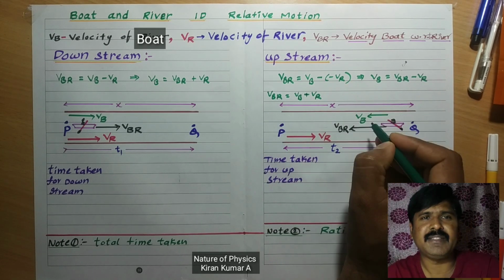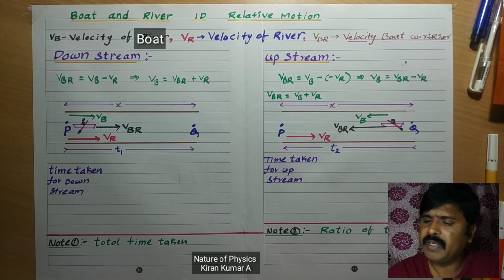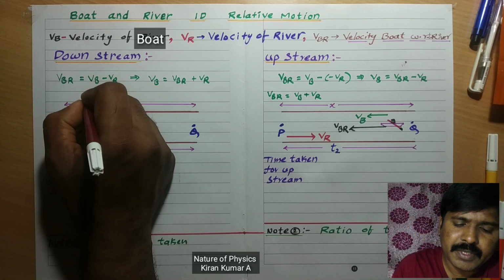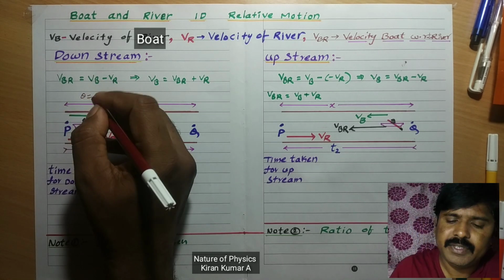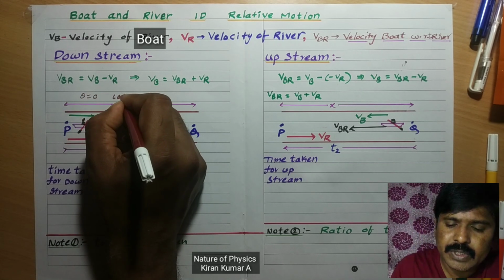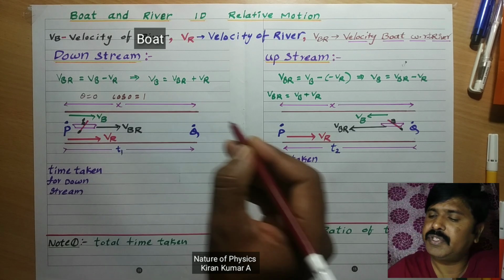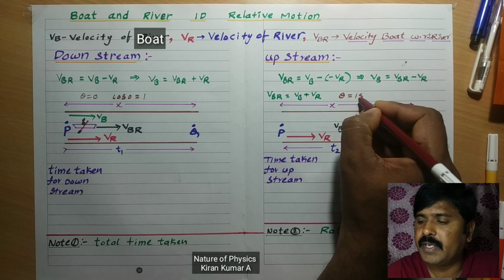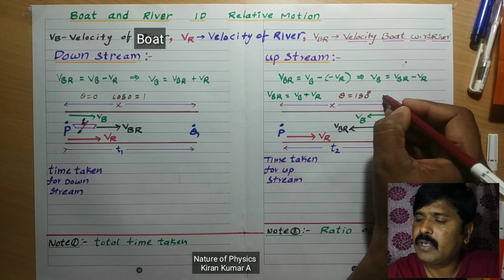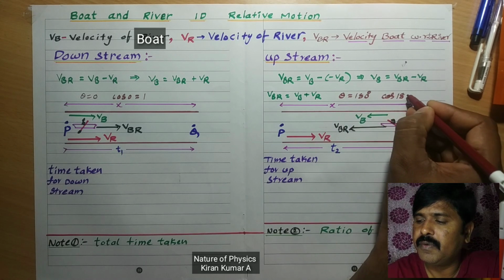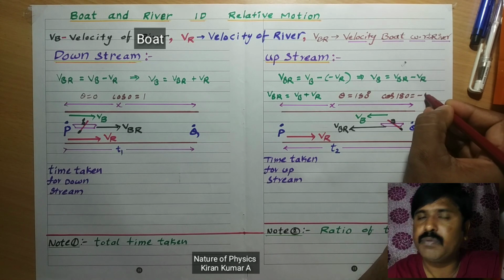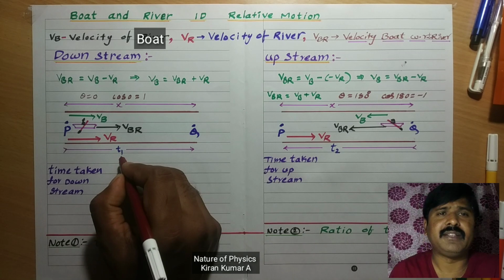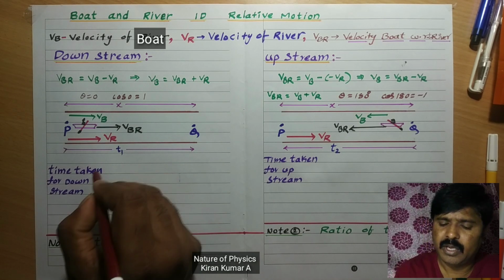In this derivation, for downstream theta is equal to 0 and cos 0 is equal to 1. Next, for upstream we are considering the opposite direction, theta is equal to 180 degrees and cos 180 is equal to minus 1.